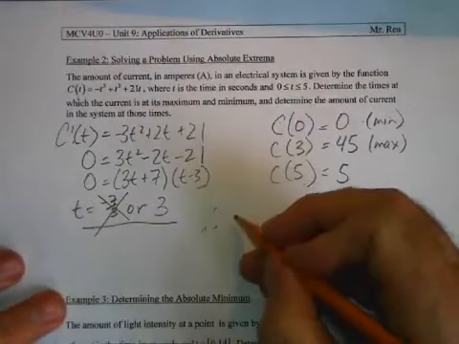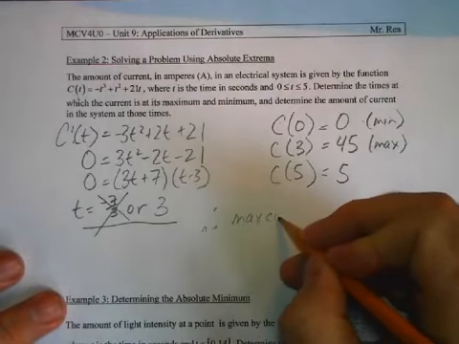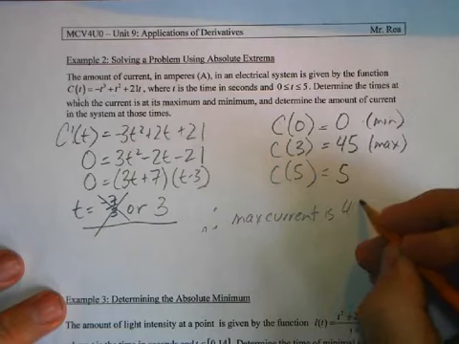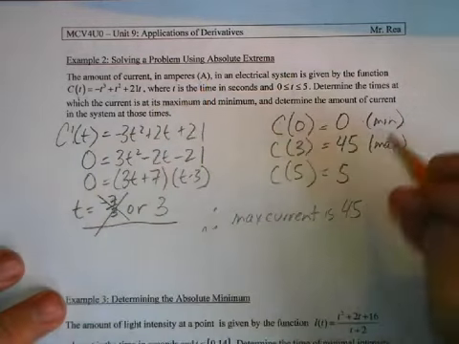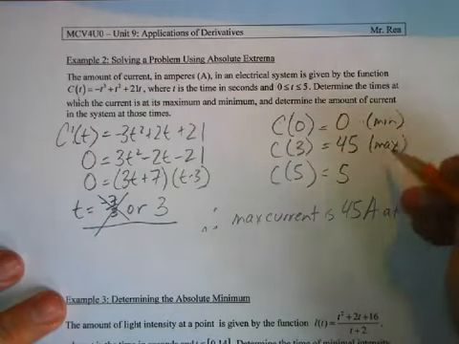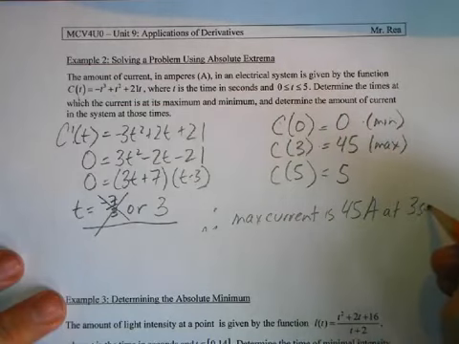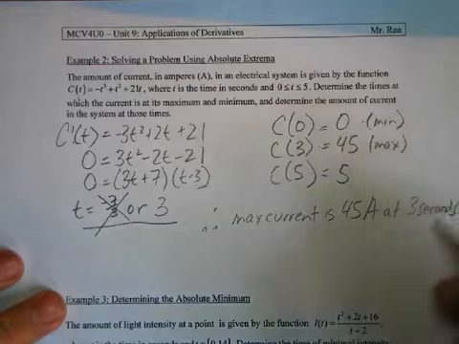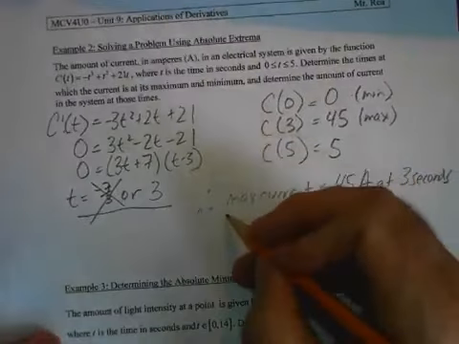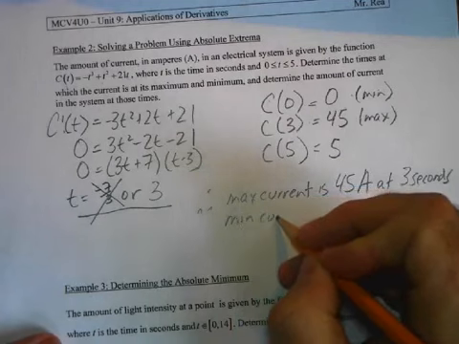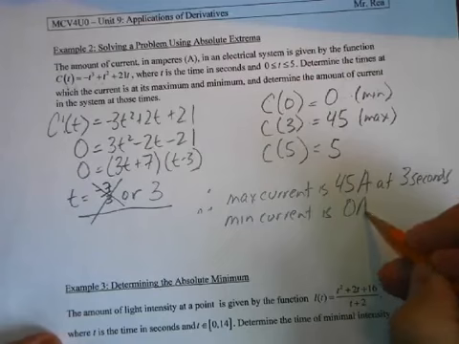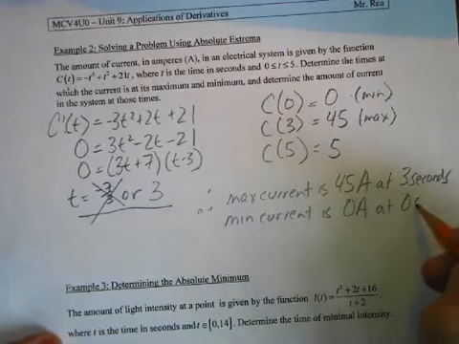Therefore, the max current is 45, and so use our units, amp, capital A for amps, and this is at 3 seconds. I'm saying it this time because it asked for when did these max and mins happen, and the min current is 0 amps at 0 seconds.